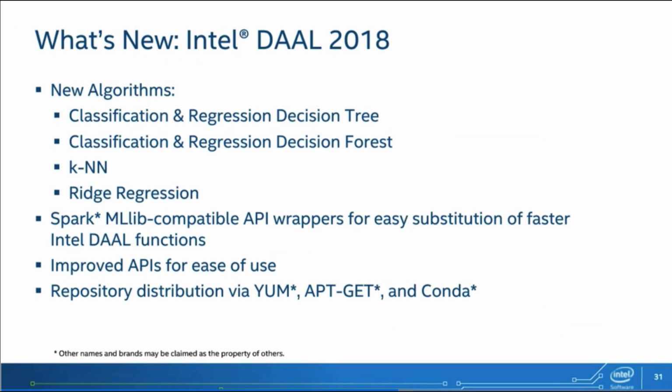So what's new again? New classification and regression, decision tree and forest, KNN, ridge regression. We have the Spark MLlib compatible API wrappers, improved APIs, and repo distribution via the three most conventional, most widely used repos.